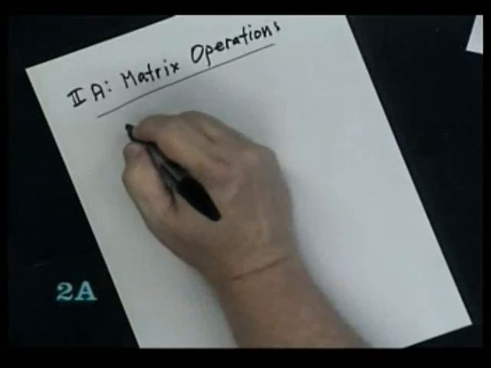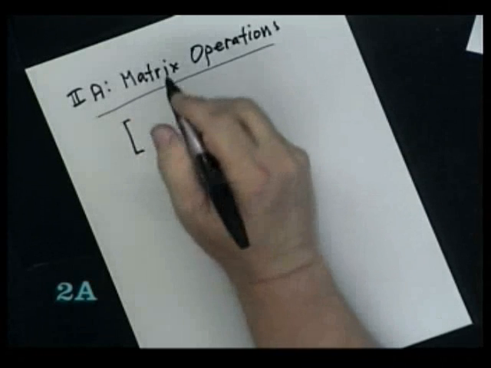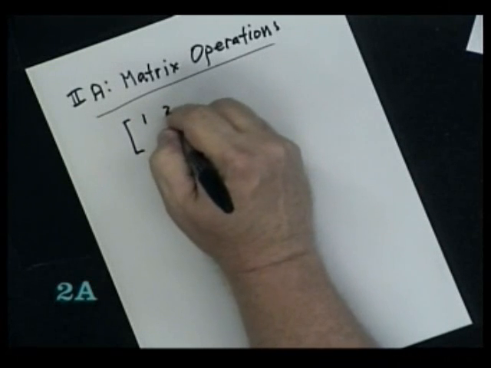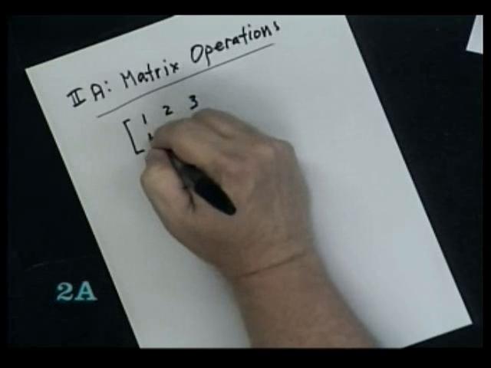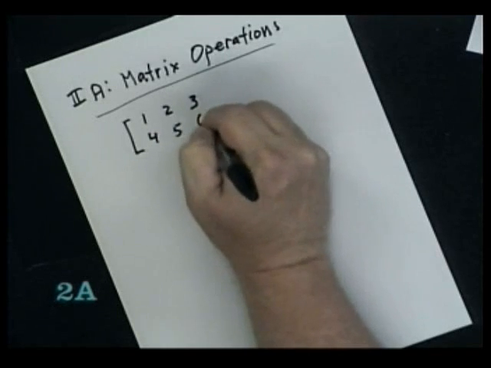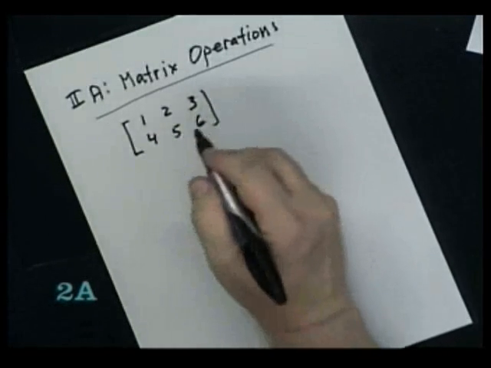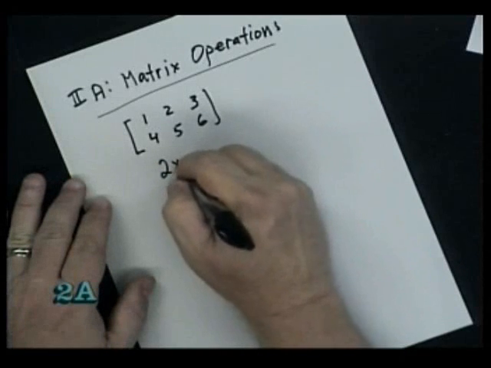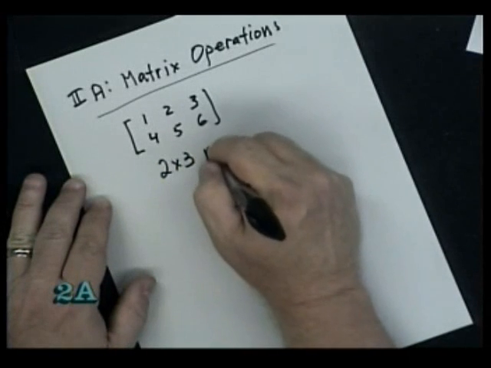Matrix operations. First, let's talk about what a matrix is. A matrix, I guess we can think of as a box of numbers. 1, 2, 3, 4, 5, 6. This one we would say is a 2 by 3 matrix.